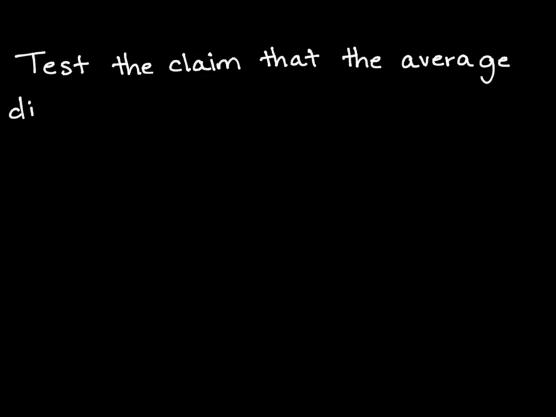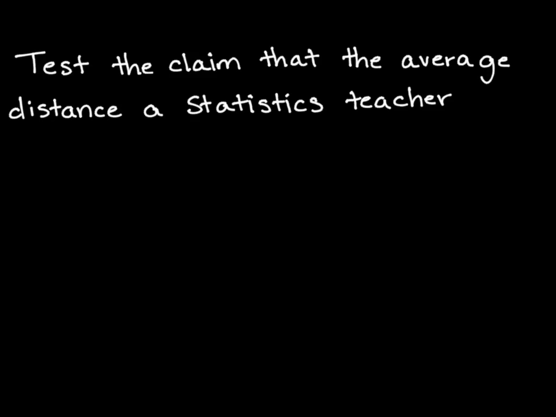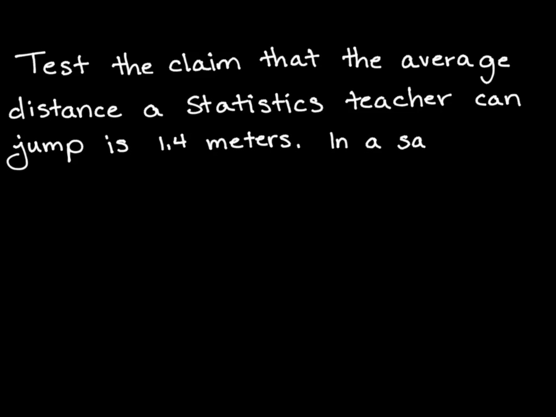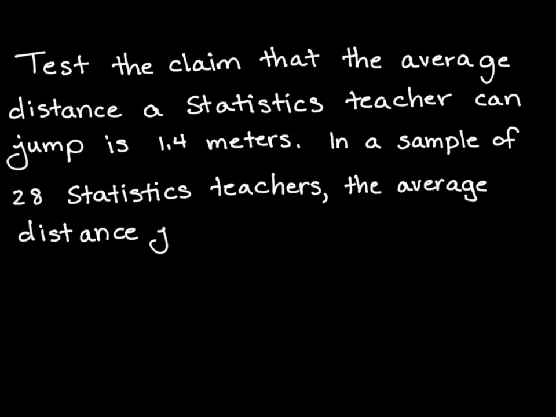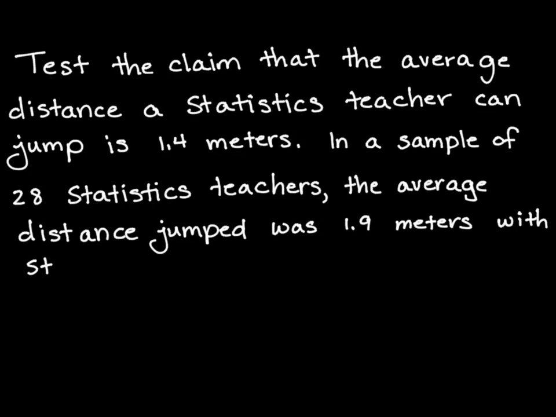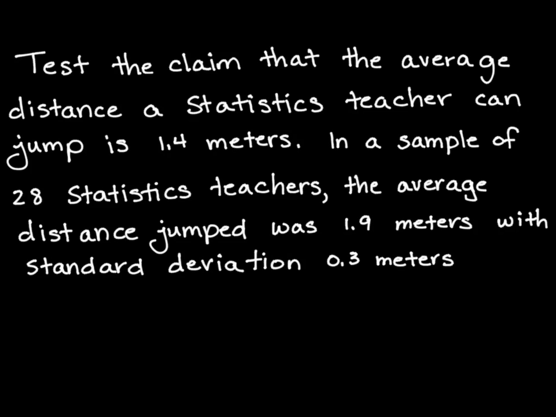All right, here's another example. Again, about the average distance a statistics teacher can jump. In a sample of 28 statistics teachers, the average distance jumped was 1.9 meters with standard deviation 0.3 meters. And we're using a significance level of 0.02. Okay, so again, I'm going to write the null and alternative hypotheses. And then I'll need to decide what type of test I'm doing. It's about a mean, because we're talking about average.